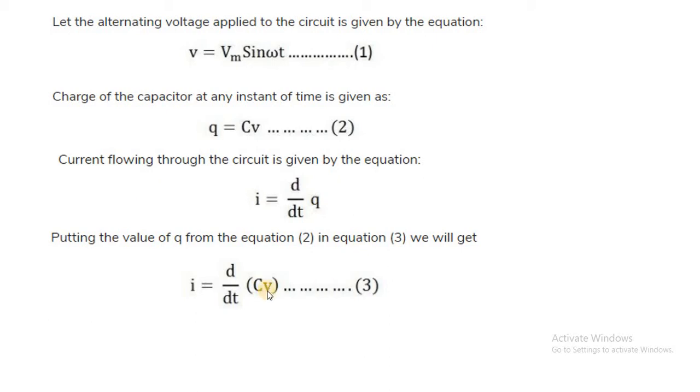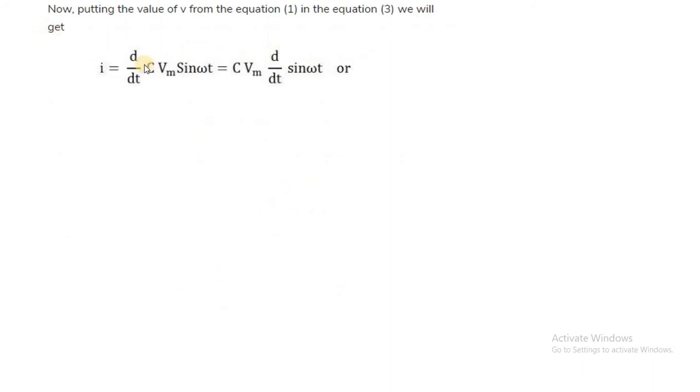Now we put the value of V, that is V equal to Vm sin omega t. So I equal to d upon dt of C into Vm sin omega t. We take Vm and C as constants and take the derivative of sin omega t. The derivative of sin omega t with respect to t will be cos omega t into omega. So it is omega times cos omega t. Omega C is one term, into Vm into cos omega t.